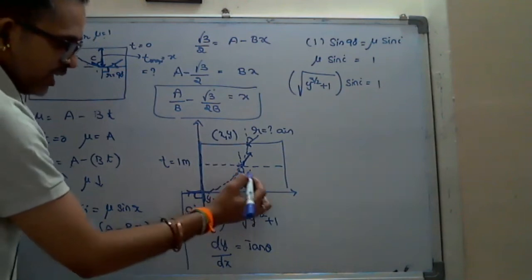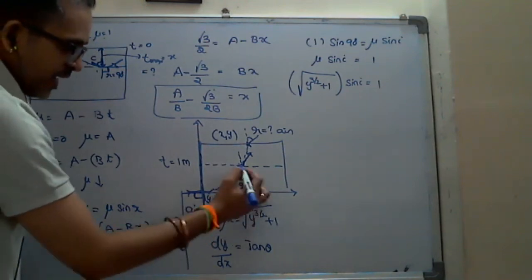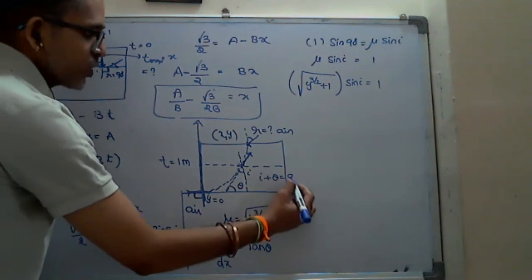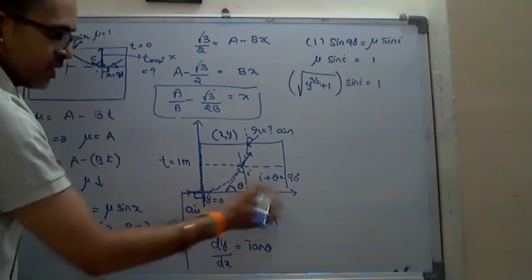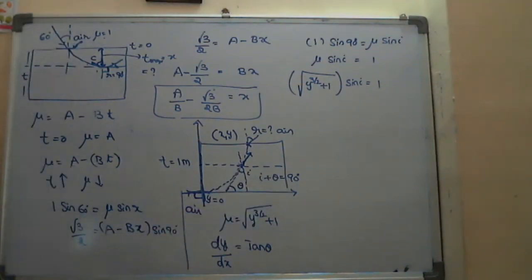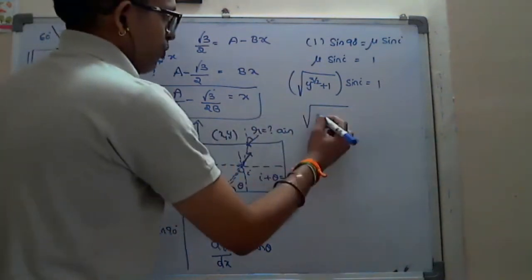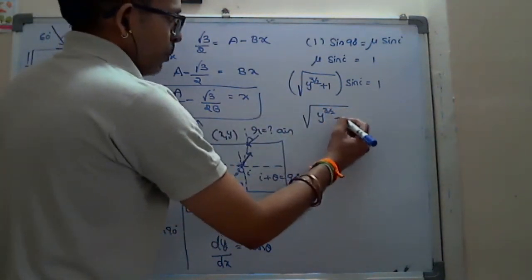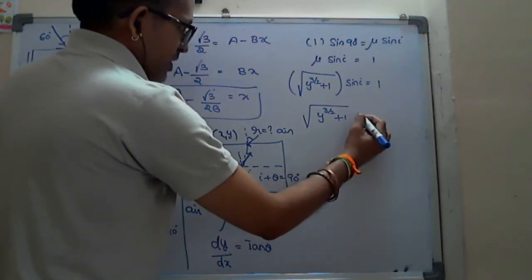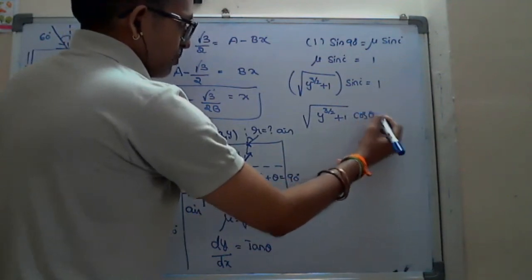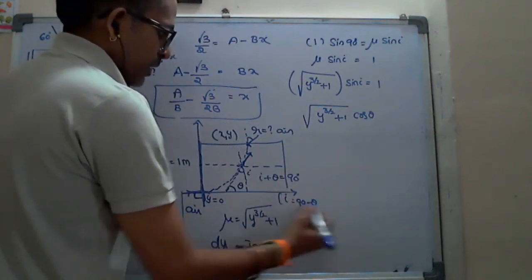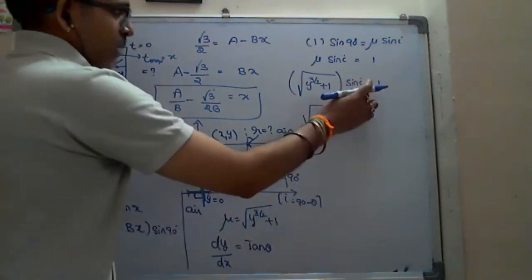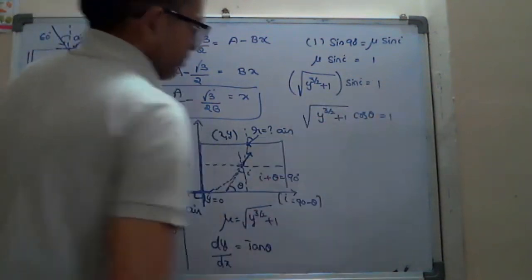So look at this triangle. From the right angle triangle, I plus theta is equals to 90 degrees. Why? Because this is 90 degrees, altogether 180 degrees. So I plus theta is equals to 90 degrees, which means I is equals to 90 minus theta. So this will be root of y power 3 by 2 plus 1 into sine I. I'm going to substitute 90 minus theta there. Sine 90 minus theta is cos theta, equals to 1.